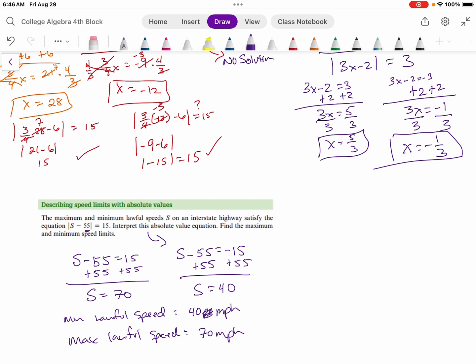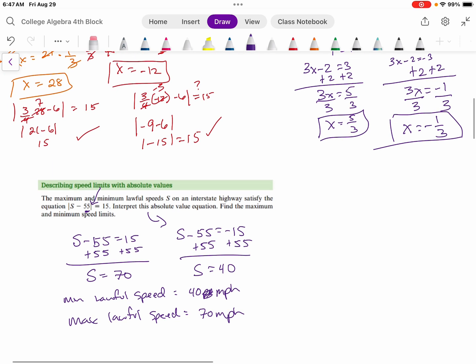Now, does that mean that if it's posted as 55 miles an hour, it's acceptable to go up to 15 over? That doesn't guarantee a cop won't write you a ticket. It's just saying that the maximum and minimum lawful speeds are these. I've seen it on highways that sometimes it'll say the minimum speed is like 45 miles an hour, and so forth. But that's how we go about solving it.